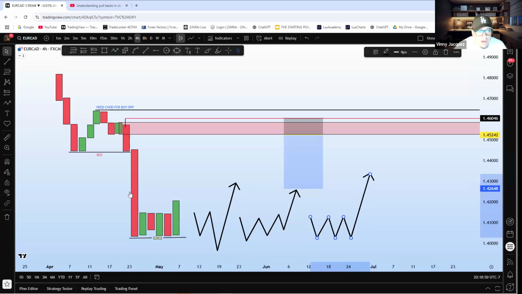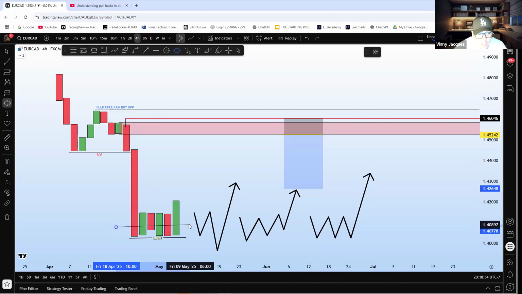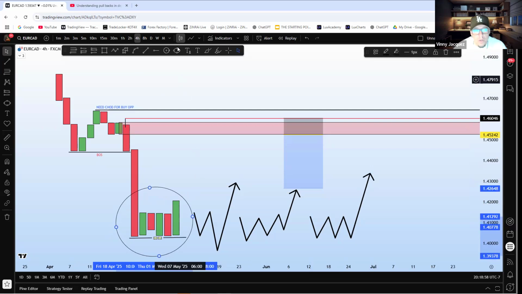This area right here, guys, can look very, very different. So it's very important that we focus on this setup here and not get fooled on what is going on.